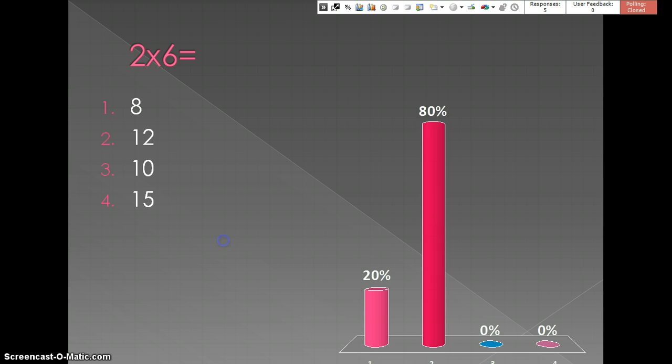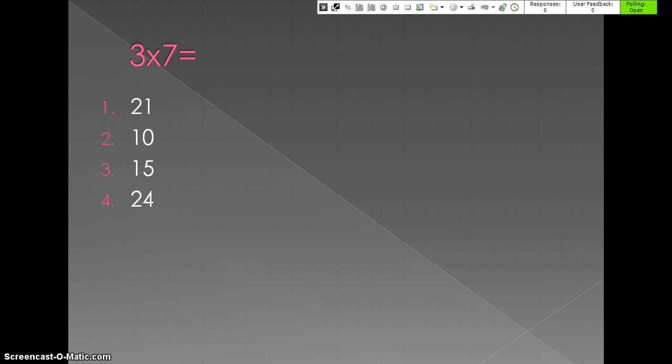All right, let's see how everybody did. 80% of you chose option 2, which is the correct answer. 2 times 6 is 12. Let's get ready for the next question. What is 3 times 7? The timer is on.